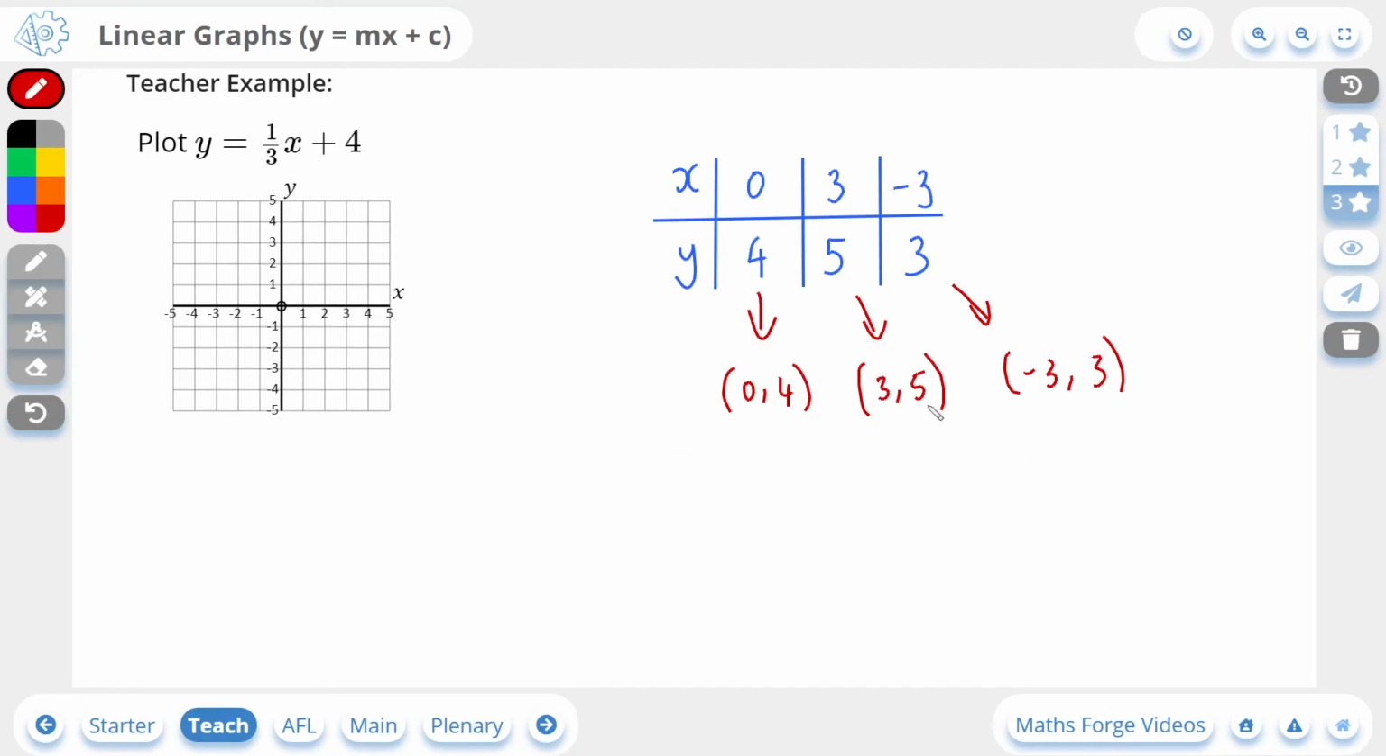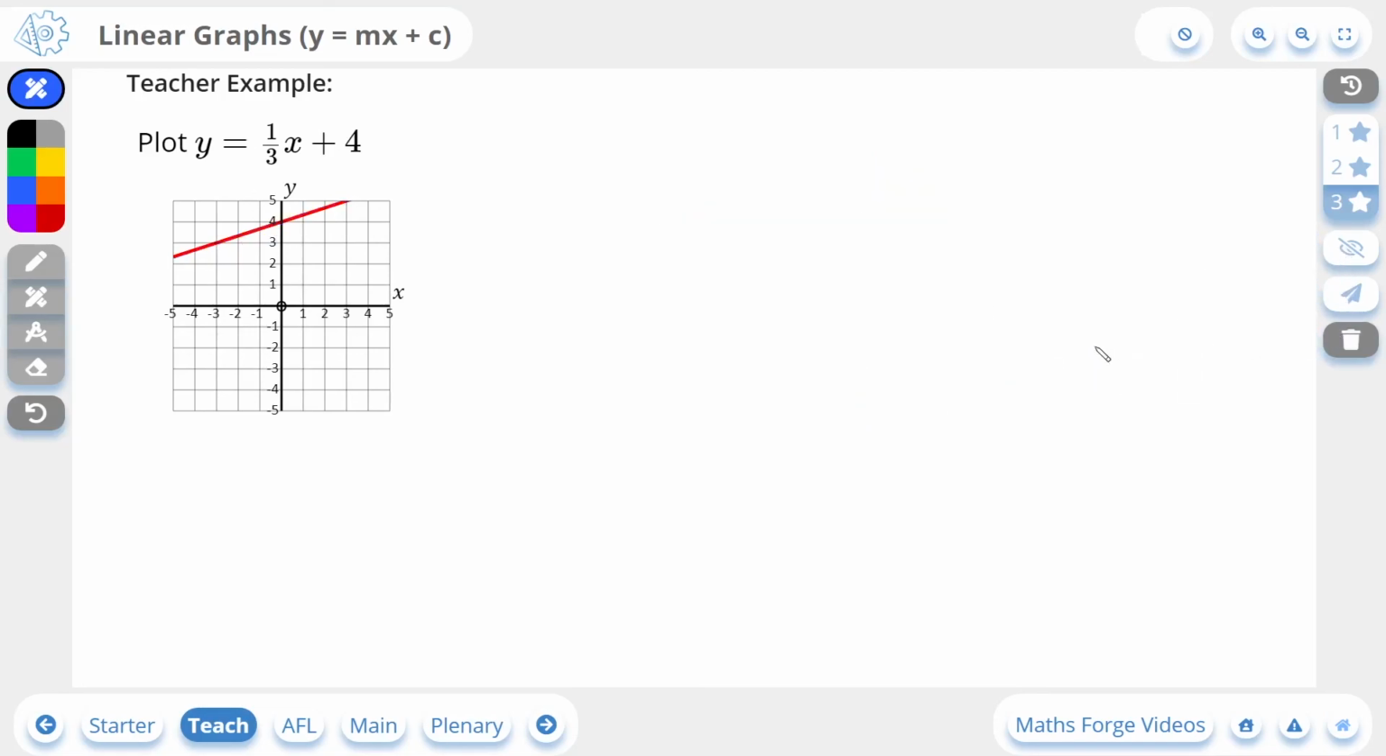So now let's input our coordinates. Our first one is going to be 0 and 4, which is here. Our next one is going to be 3 and 5, which is here. And our last one is going to be minus 3 for the x and 3 for the y, which is here. So now if we connect these coordinates up from one end of the grid to the other end of the grid, we should get this. And if we check our answer, there it is. This is the line that represents the equation y equals a third of x plus 4. And that's it for the lesson on plotting linear graphs of the form y is equal to mx plus c.